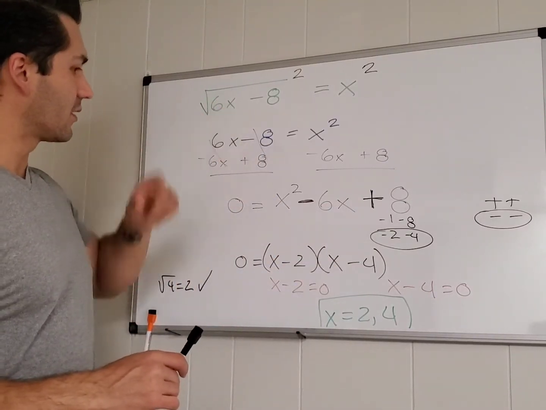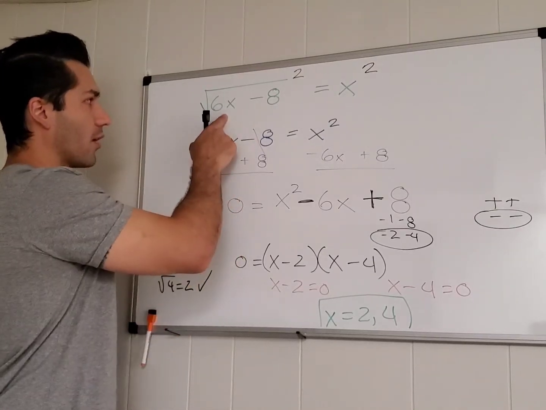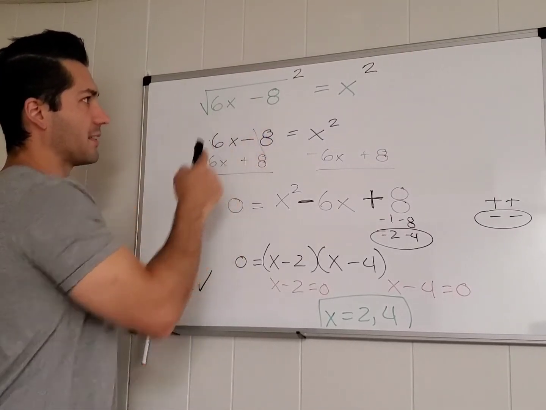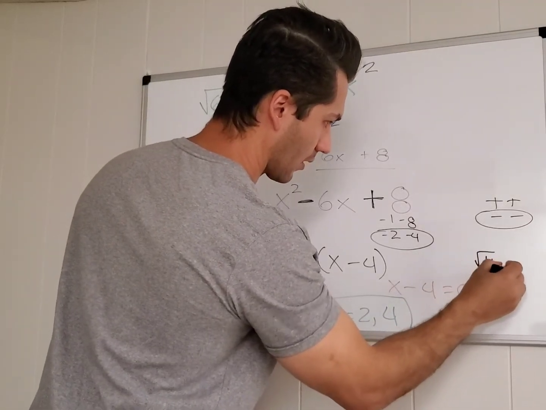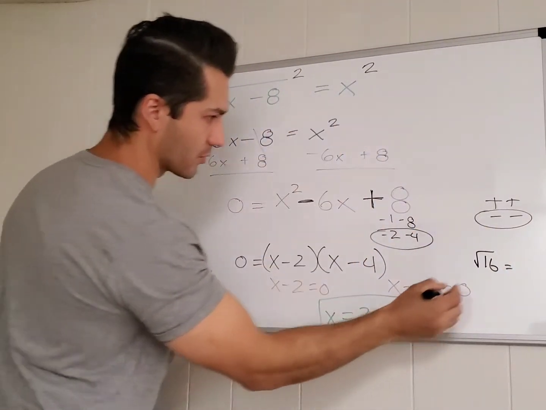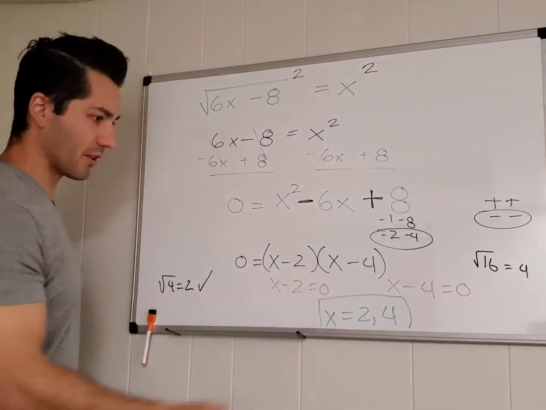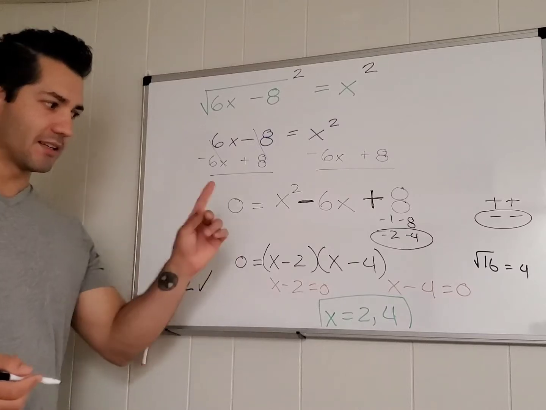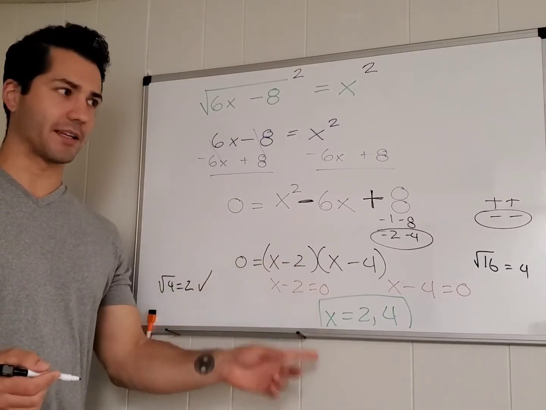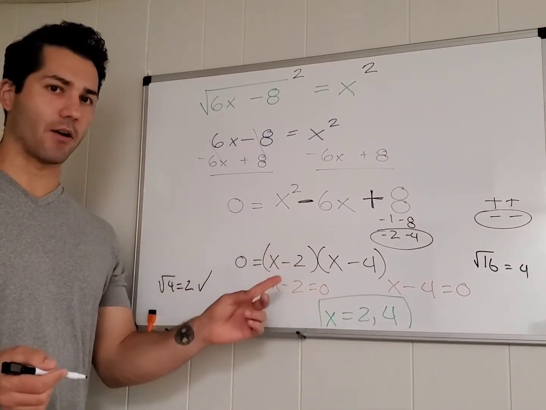6 times 4 is 24. 24 minus 8 is 16. This gives me the square root of 16 equals x. The x I was checking was 4. This also works. These are both correct answers. I can keep them both. Once again, not always going to work, like in the example I'm about to give you now.